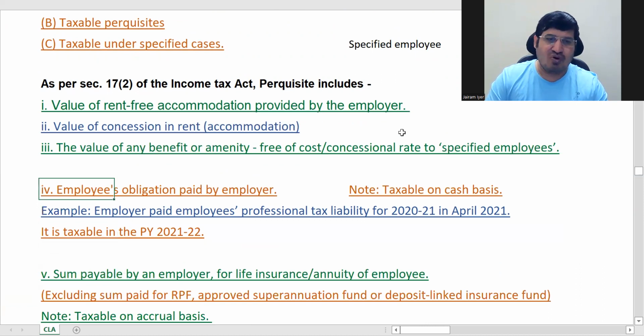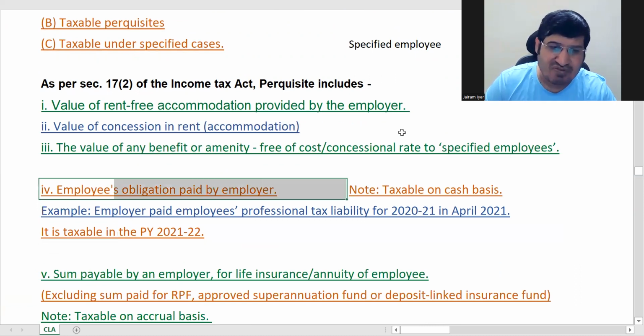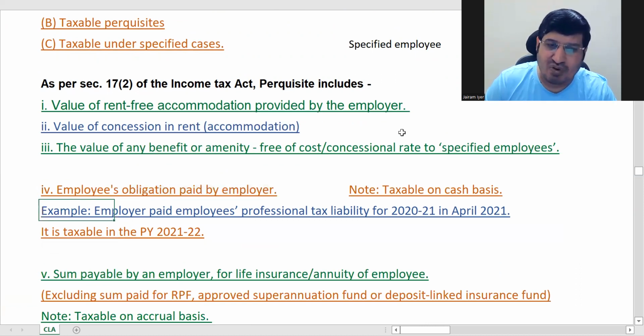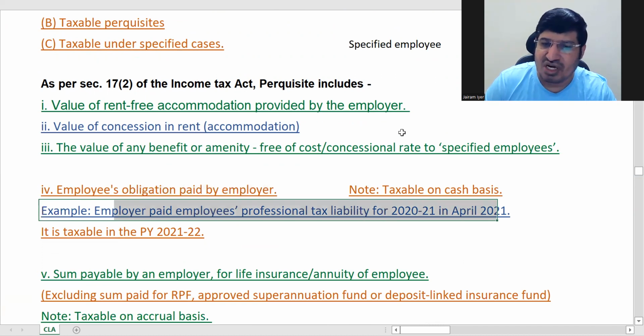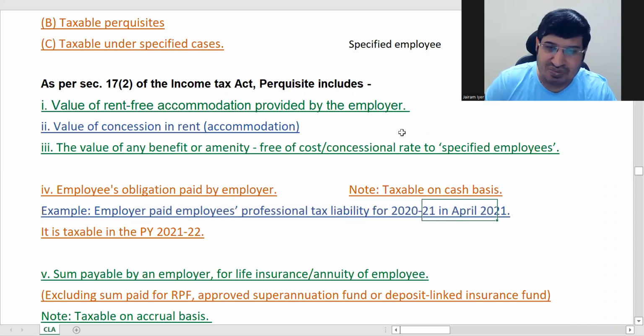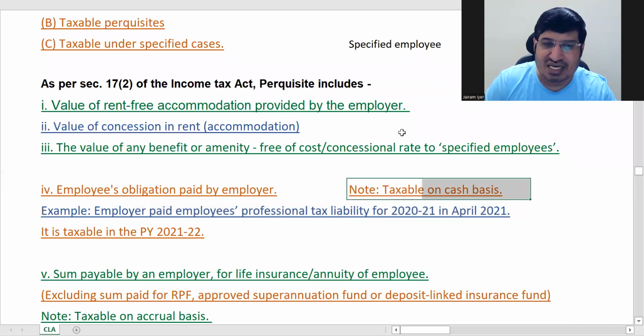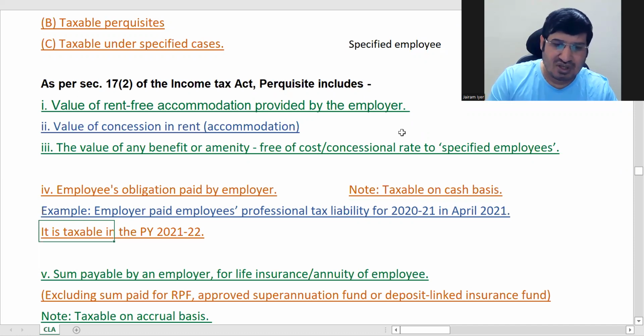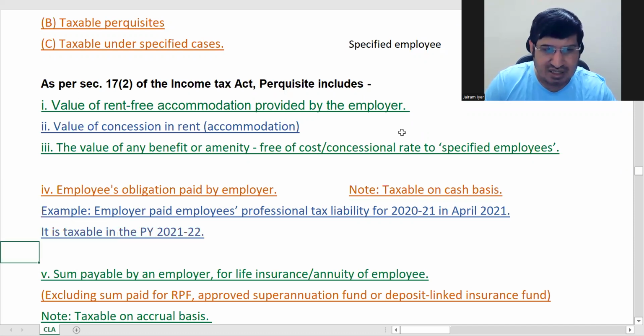And then an employee's obligation paid by the employer. For example, the employer paid the employee's professional tax liability for 2020-2021, but paid in 2021-2022. So this is taxable on cash basis, which is why it will be taxable in the previous year 2021-22, right? Then these are the 4 points.